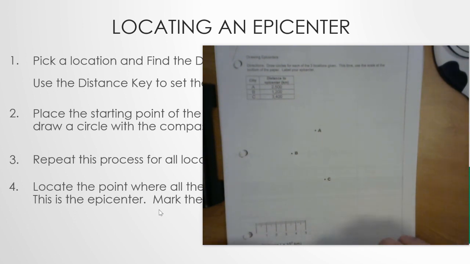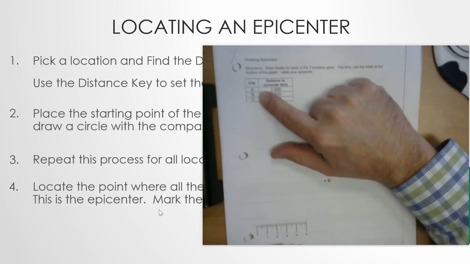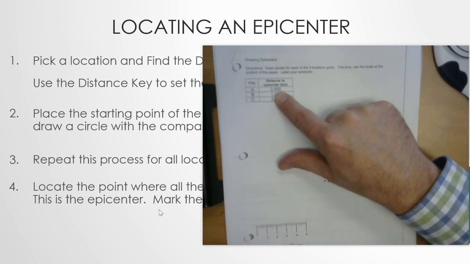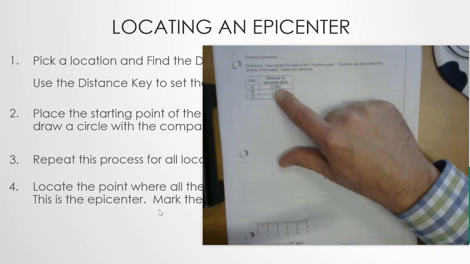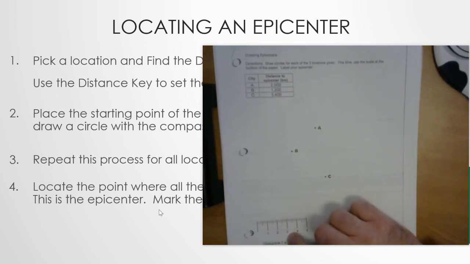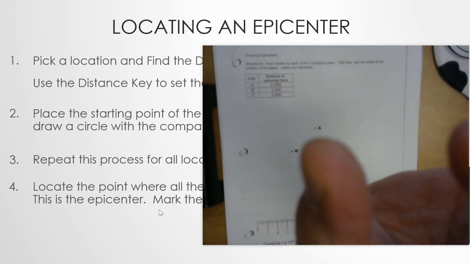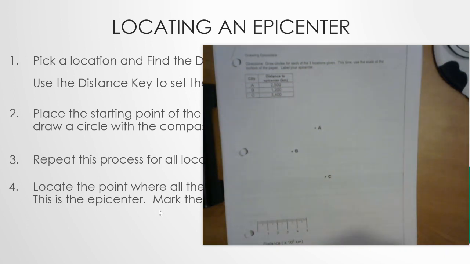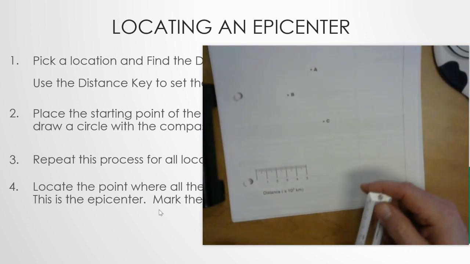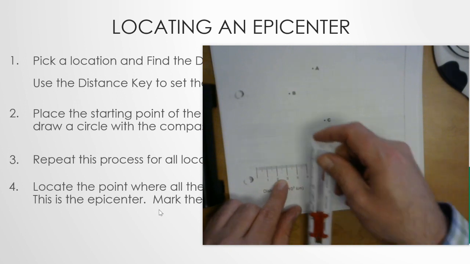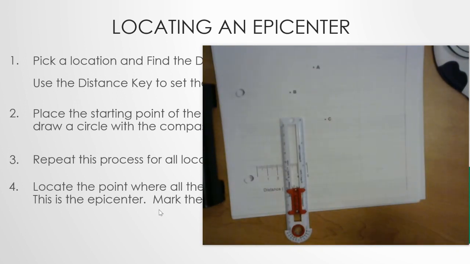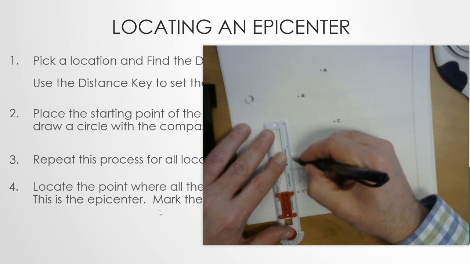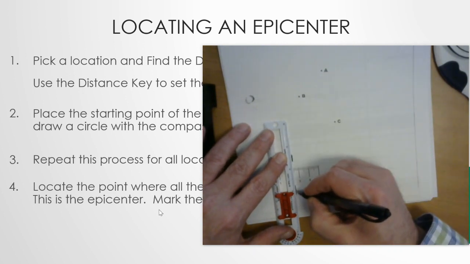It says pick a location. So I'm talking about A, B, or C. Well, let's start with A, of course. We see that it's 2,500 kilometers. So basically, I'm going to use this key down here to see what the length of 2,500 kilometers is. So here's the trick. Ready? What I'm going to do is go to 2,500, about halfway. I'll take my handy dandy writing implement, and I'm going to extend a line at 2,500.